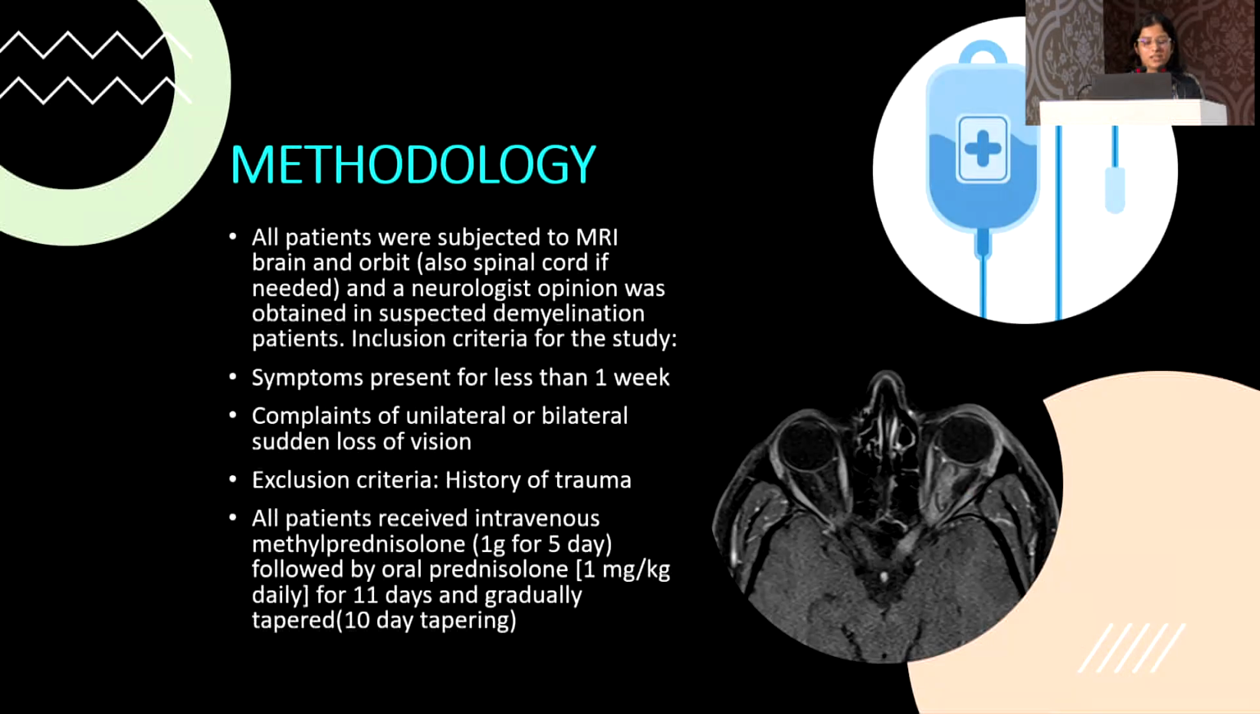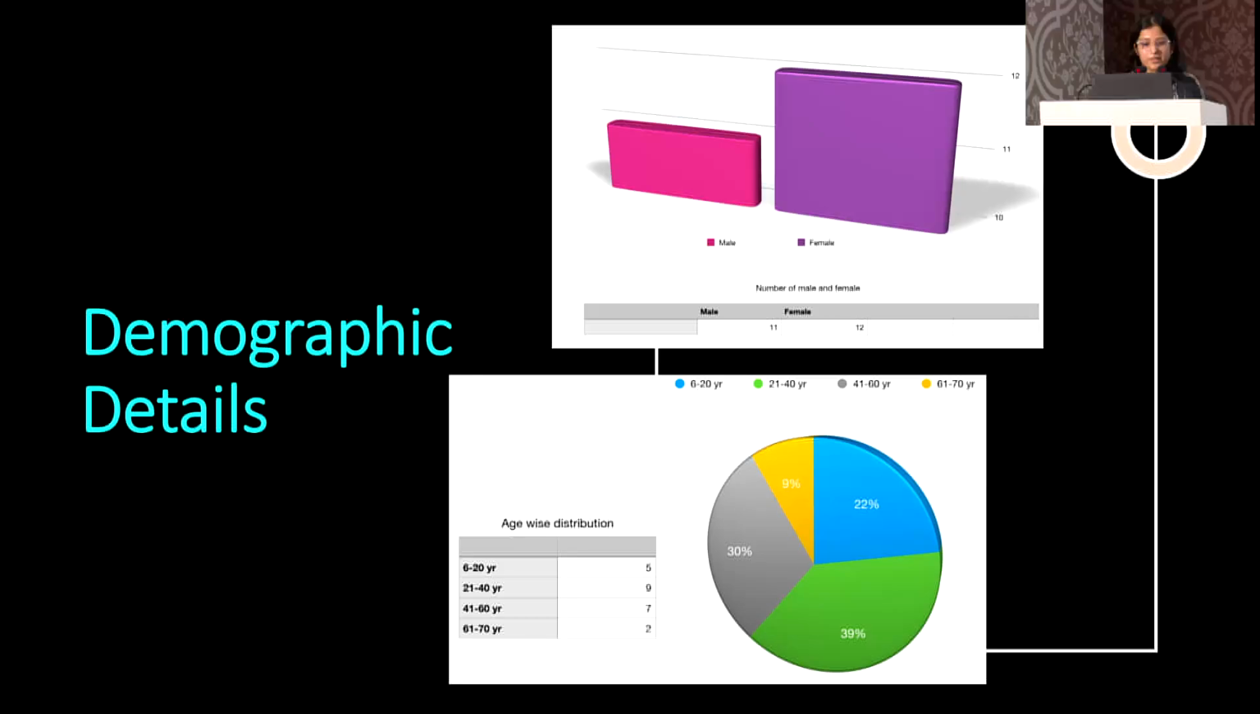All patients were subjected to MRI brain and orbit, and a neurologist opinion was obtained in suspected demyelination patients. Inclusion criteria for the study were symptoms present for less than a week and complaints of unilateral or bilateral sudden loss of vision. Exclusion criteria included any history of trauma. All patients received IVMP 1 gram for 5 days followed by oral prednisone for 11 days, gradually tapered over a 10-day tapering period.